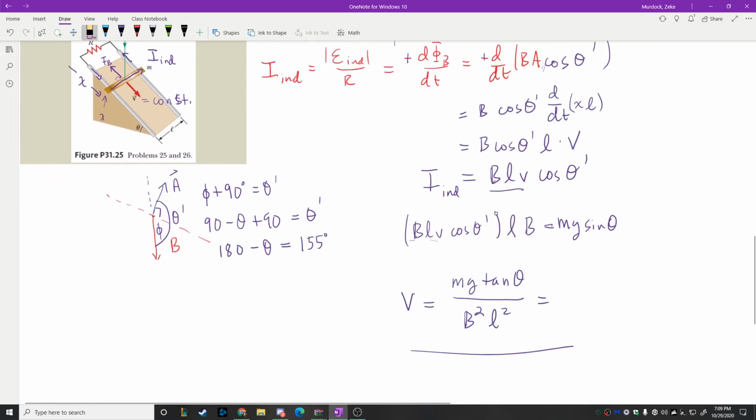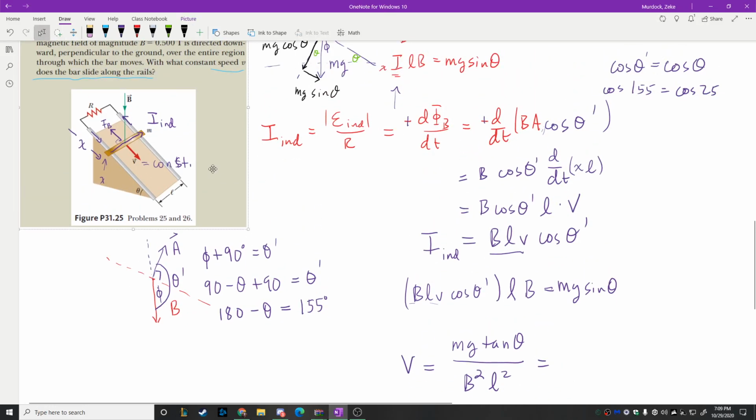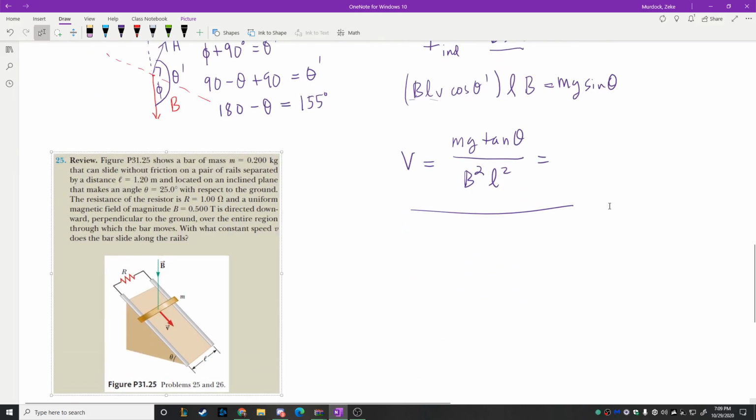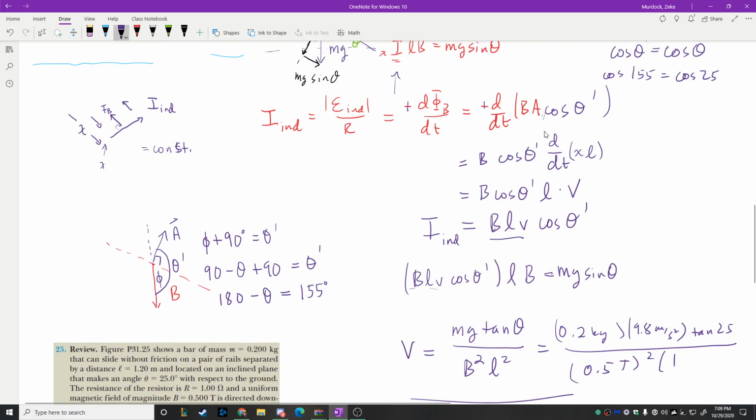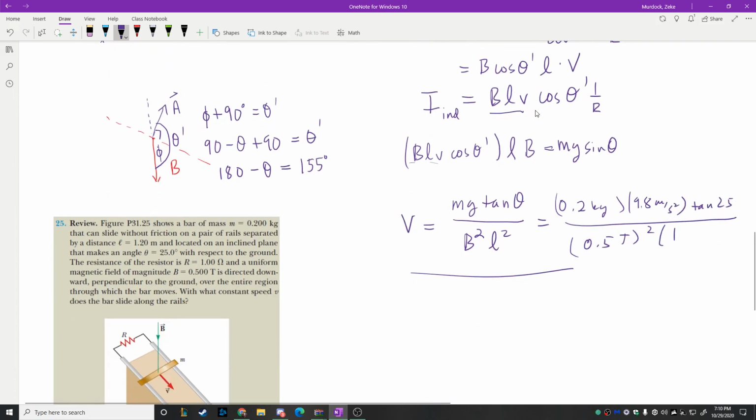So 0.2 kilograms. Okay, let's move this down some so we can just copy the numbers out of it. So it's 0.2, 9.8, tangent of 25, divided by B squared, which is 0.5 squared, and then times 1. Oh, did I leave out something? There's one thing I left out here. The induced current needs to be divided by R. So all of these terms should have had 1 over R. That should have shown up in this equation right here, divided by R. So then the R would show up in the numerator up here, but R is equal to 1 ohm, so it doesn't actually change much for the answer.